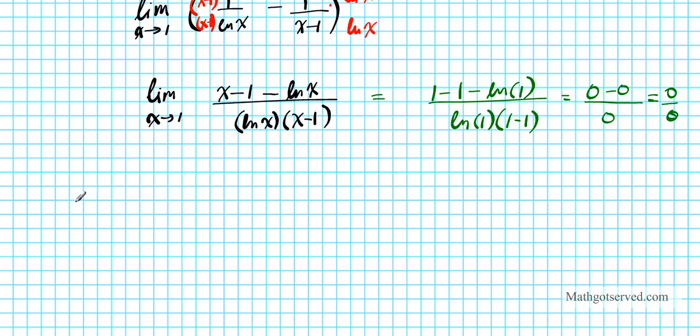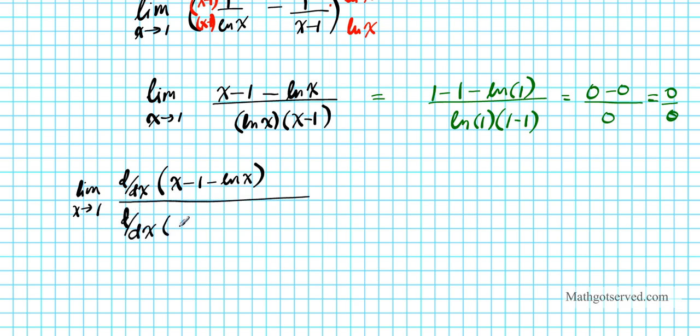This limit is the same thing as the limit as x approaches 1 of the derivative d/dx of the numerator, x minus 1 minus the natural logarithm of x, divided by the derivative of the denominator, which is the natural logarithm of x times x minus 1. All right, so let's go ahead and differentiate and take the limit and see what we have.